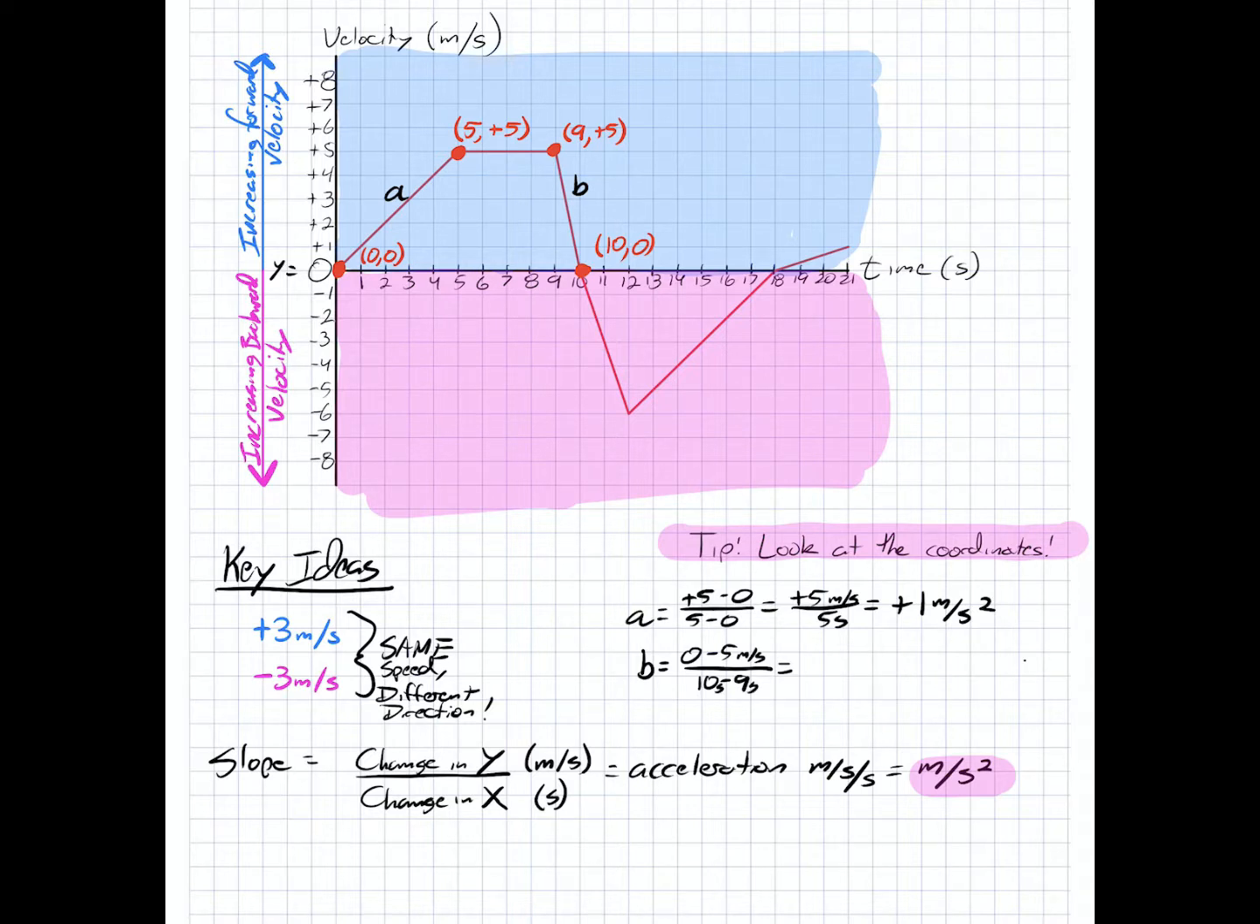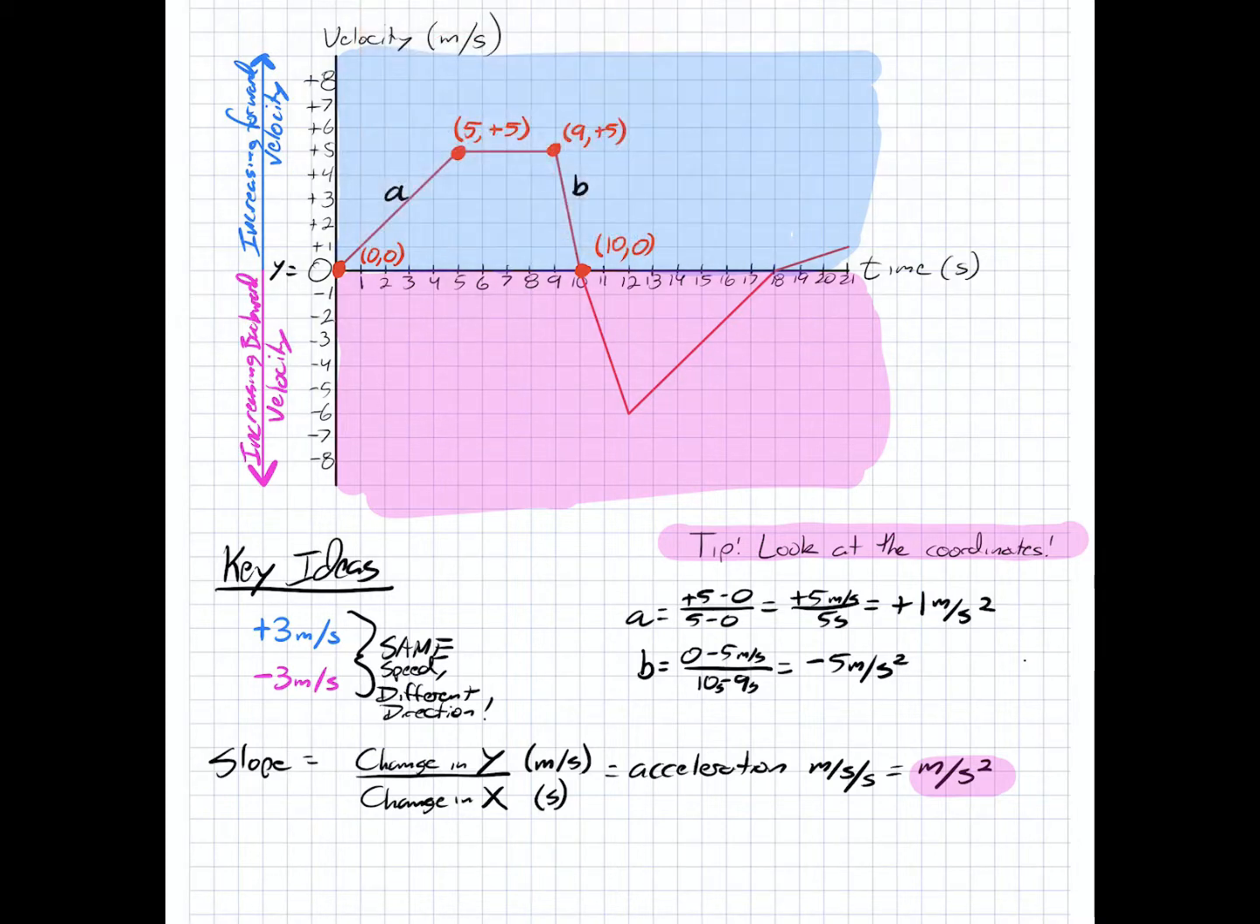Throw my units in there. So we have negative 5 meters per second squared. And that is an important thing because we have a negative acceleration. Does that mean we're going backwards? Well, let's take a look at the graph.